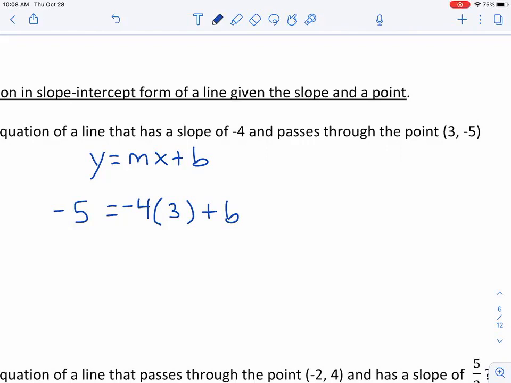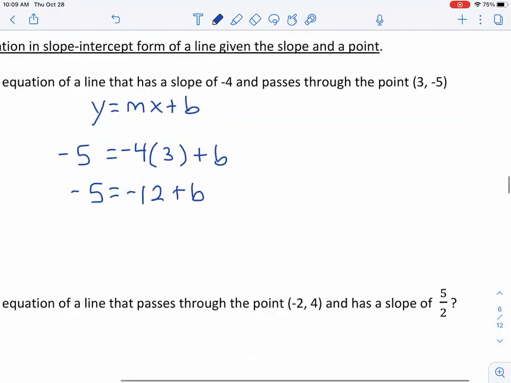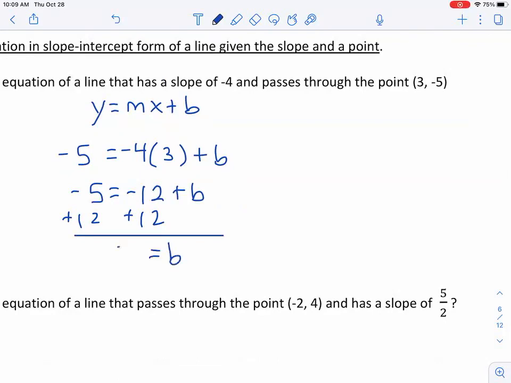If you get it set up correctly, solving for b is not so bad. So I'm going to multiply those two things. -4 times 3 would be -12. So I have -5 equals -12 plus b. Then I'm just going to add 12 to both sides. And we're done with the b value. Pretty much done with the problem. So b comes out to be -5 plus 12, which is 7.